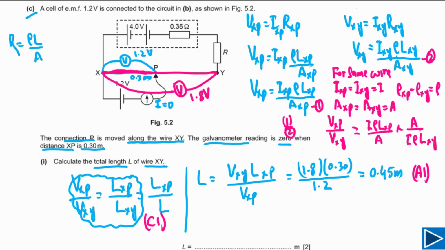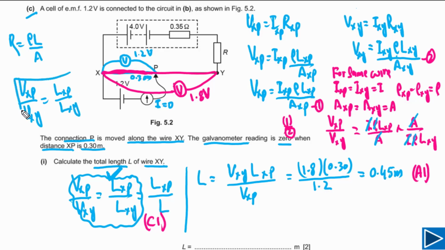Now from here, simply we need to cancel. You can see I is here, we can cancel I with I. Rho we can cancel with rho. A we can cancel with A. So we are left with Vxp over Vxy, which is equal to Lxp divided by Lxy. That's the reason we wrote that the ratio between Vxp and Vxy is equal to the ratio between Lxp and Lxy. So this is how you can derive this one. Let me write it down again here. So we will get Vxp divided by Vxy equal to Lxp divided by Lxy.